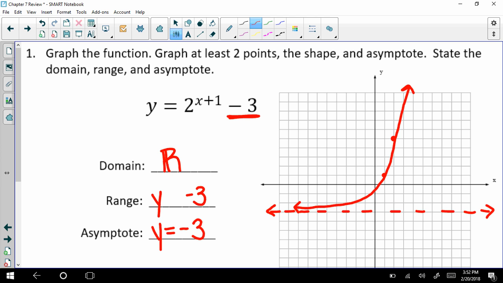And then we have to decide if it's greater than or less than. And since we're using everything above it, it's greater than. It won't be equal to ever because it gets closer and closer but never touches. That's what an asymptote is.